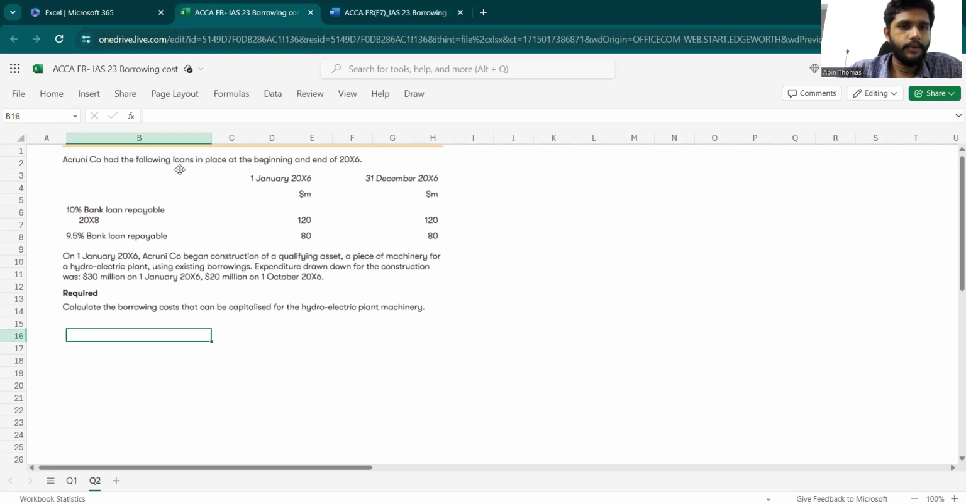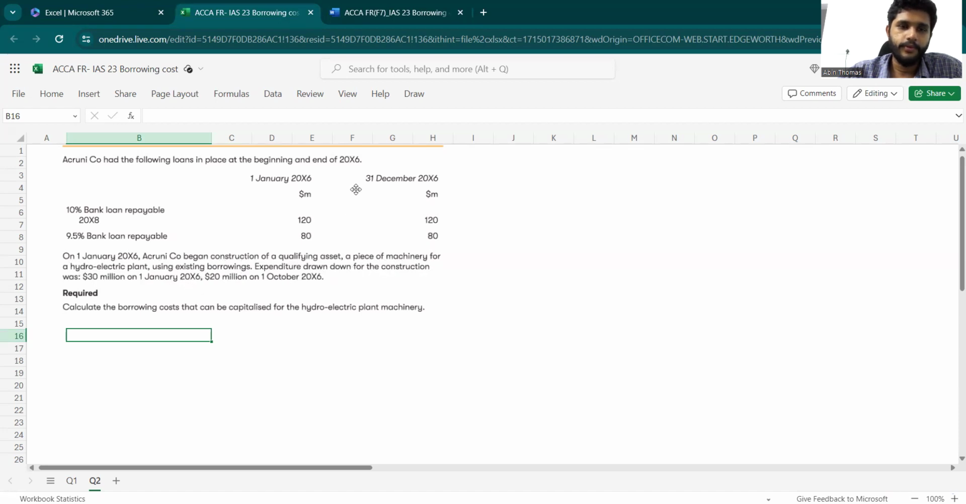Accounting company had the following loans in place at the beginning and end of 20x6. That is a 10% bank loan repayable 20x8, that is 120 million, and then we have a 9.5% bank loan repayable, 80 million. Continuing to the question, on 1st January 20x6, Accounting company began construction of a qualifying asset, a piece of machinery for a hydroelectric plant using existing borrowing. Expenditure drawdown for the construction was 30 million on 1st January 20x6.